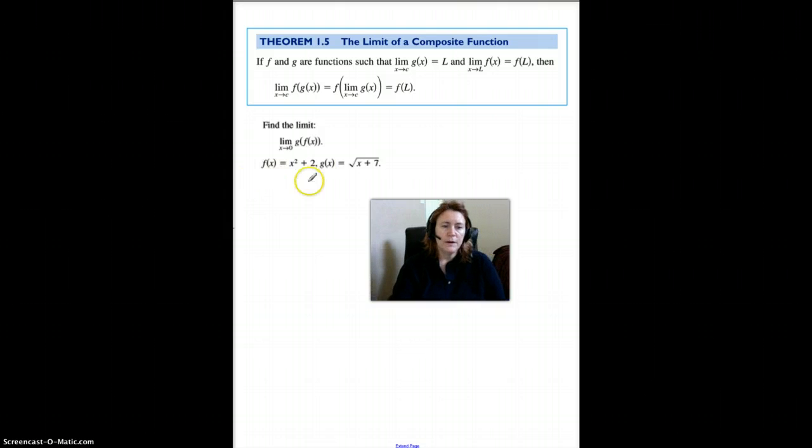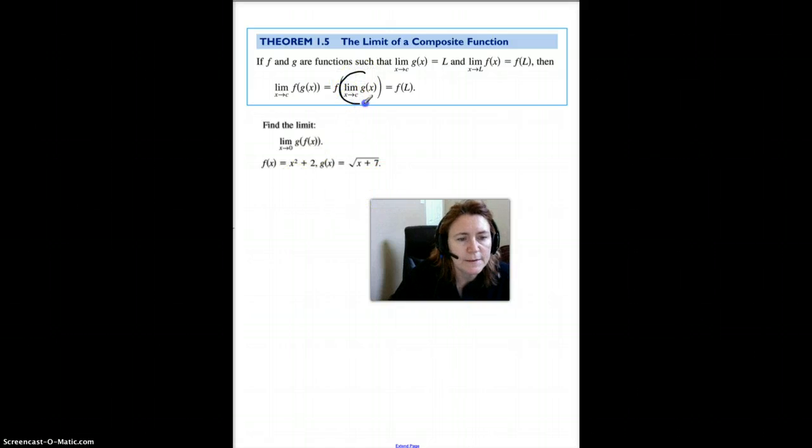Now, composite functions are a tremendous amount of fun, and they're also a pain. Okay, how do you find the limit of a composite function? Well, suppose the limit of g is L and the limit of f is f of L. Then the limit as x goes to c of f of g of x is equal to f of the limit as x goes to c of g of x, which is f of L. Let me kind of explain this. Let's just do an example. I think I'm better at explaining.